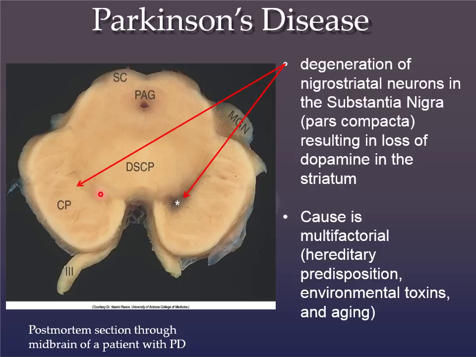The cause is multifactorial, that is, both hereditary predisposition, some environmental toxins, and especially aging. But we don't know the distinct underlying cause in most patients. This is a postmortem section through a midbrain of a patient with Parkinson's disease. We see here the crus cerebri, where the corticospinal tract would be, and we also see the periaqueductal gray.